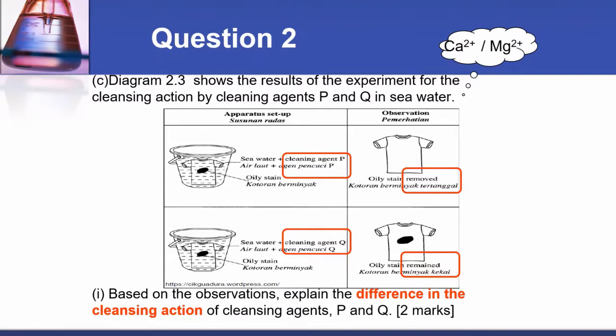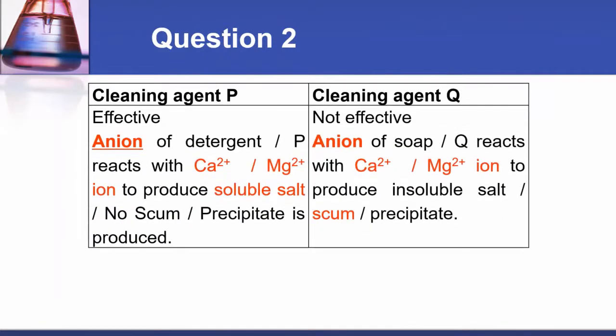So, your answer should tell me that when cleaning agent P is used, whether the cleansing action is effective or ineffective, while when cleaning agent Q is used, whether the cleansing action is effective or ineffective. And then explain your observation. Answer for question 2C will be, when cleaning agent P is used, the oily stain is removed, so the cleansing action is effective. While when cleaning agent Q is used, the oily stain remains, so the cleansing action is ineffective. For marks number 1.